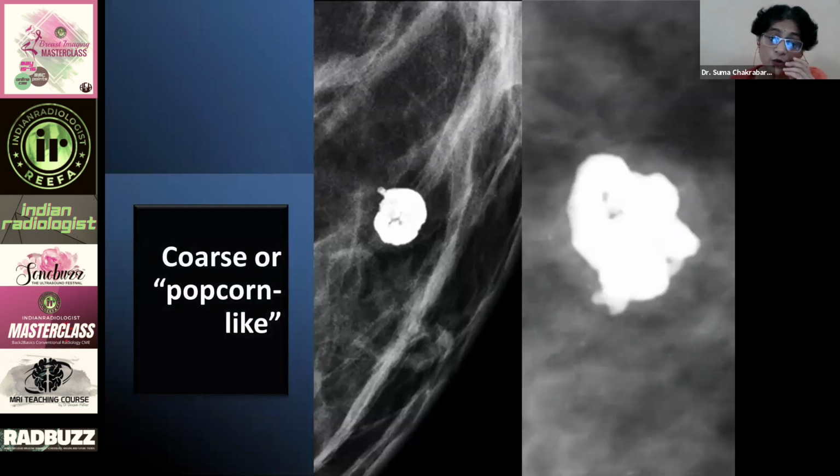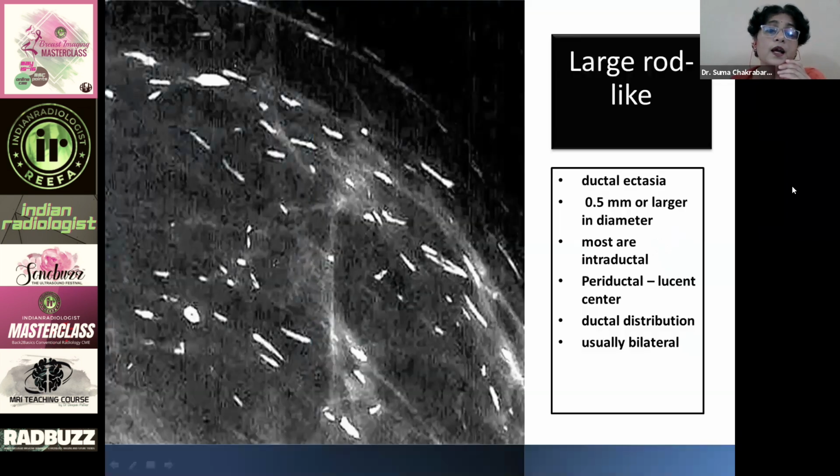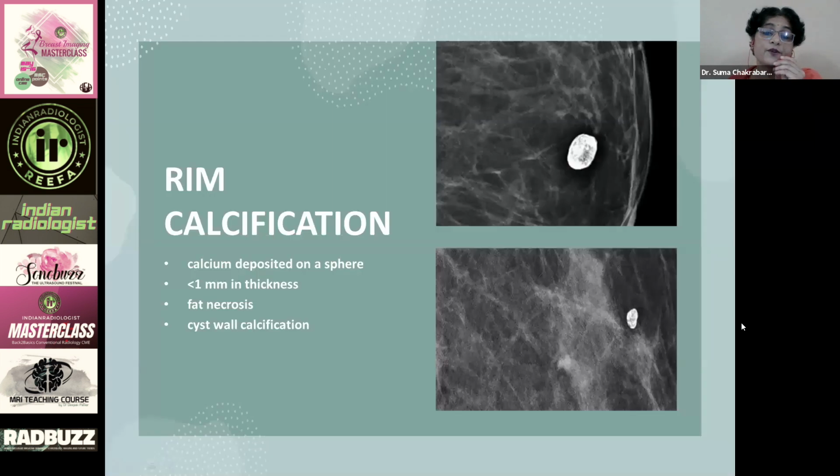Coarse or popcorn-like calcifications, again, are very typical of fibroadenoma, and these are benign and you don't need to do any further test. You don't need sonographic correlation either. Large rod-like calcifications like these, with very well-defined edges, where you can draw a line with a pencil around the edges, in ductal distribution, are almost always due to calcification within ectatic ducts. So they are basically always benign and we do not need to do any further ultrasound or anything at all.